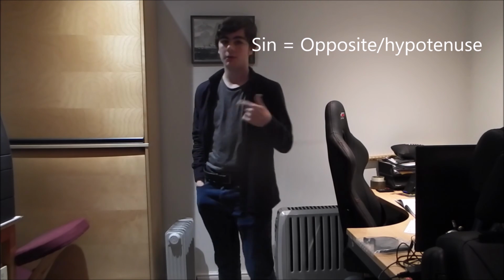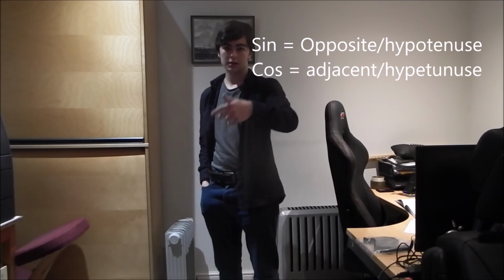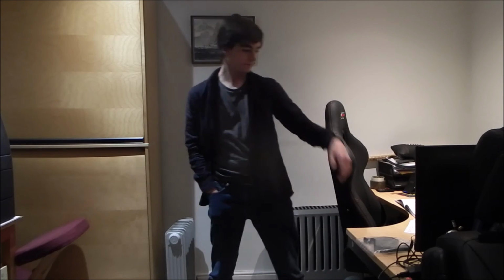And moving on to trigonometry, the whole SOHCAHTOA thing, this is basically sine equals opposite over hypotenuse, cosine equals adjacent over hypotenuse, and tangent equals opposite over adjacent. Those are all the different things. So you have SOHCAHTOA: sine, cosine, tangent, and all that.